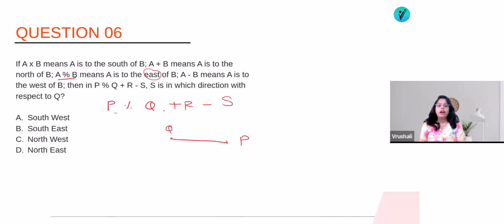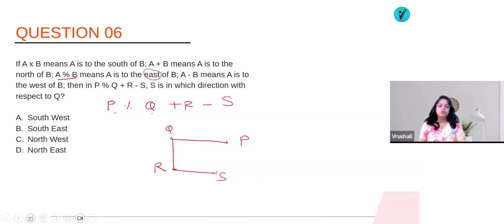Now next is what? Q plus R. Plus means north. Q is to the north of R. So R will be here. And R minus. Minus means west. R is to the west of S, means S will be somewhere here. It can be here, anywhere.